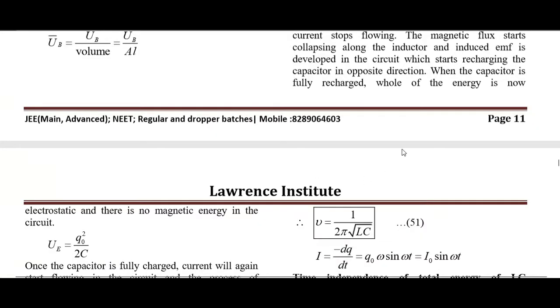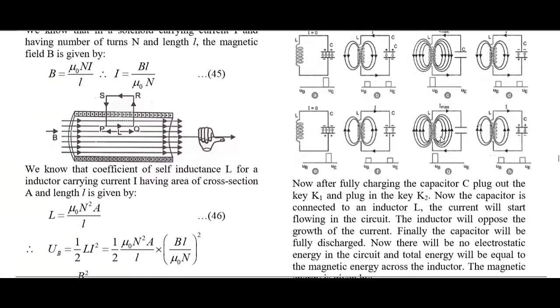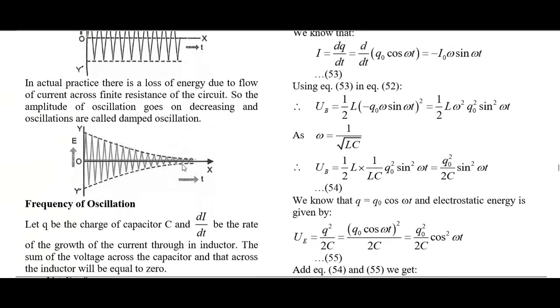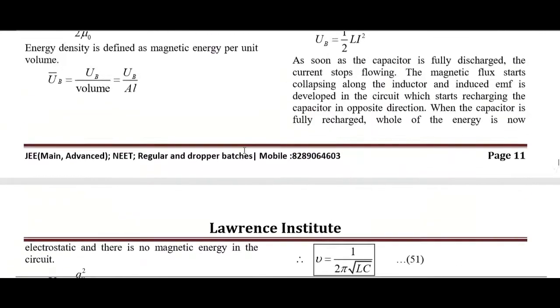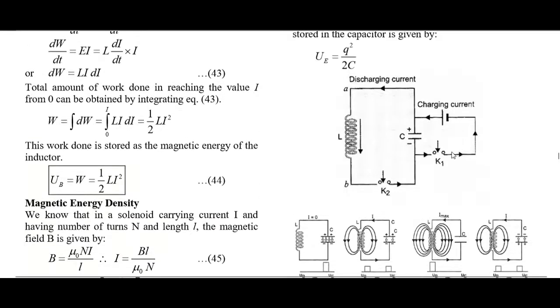And here I will show you, we won't go through this part. This is undamped oscillation. In this case, amplitude remains constant. And this is damped. In this case, amplitude goes on decreasing with time. And here we have just outlined how LC circuit produces oscillations. For example, initially we charge the capacitor and then we open this key and close this key. Then what happened?